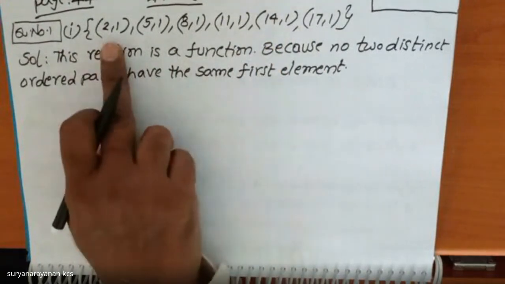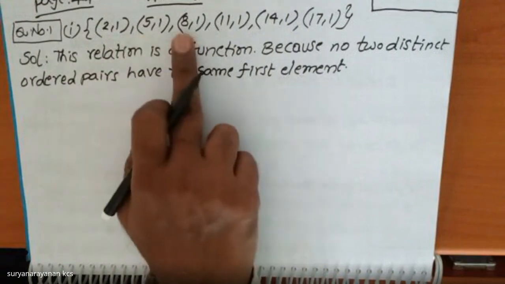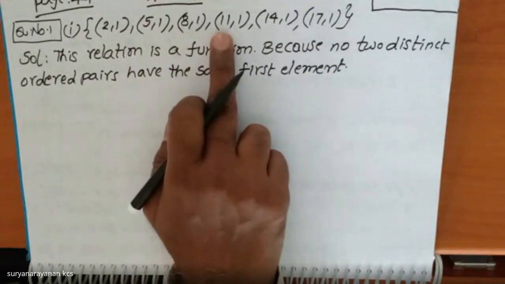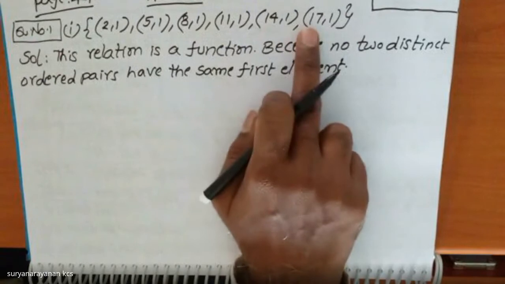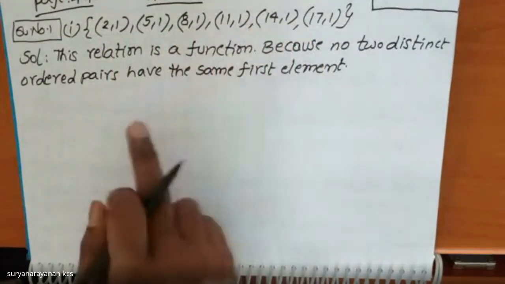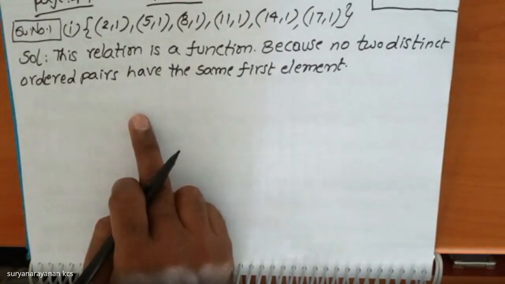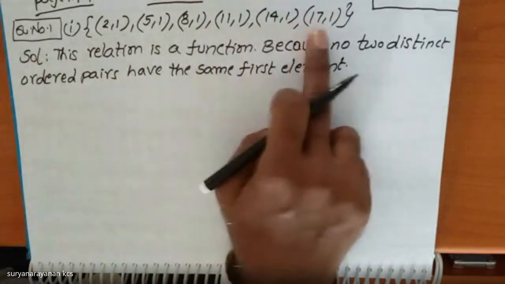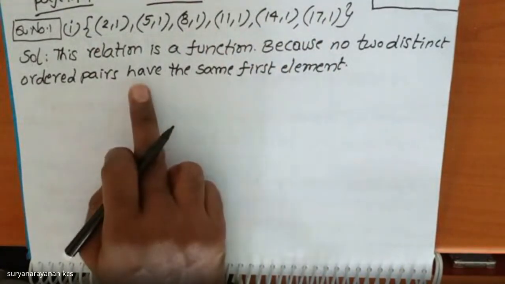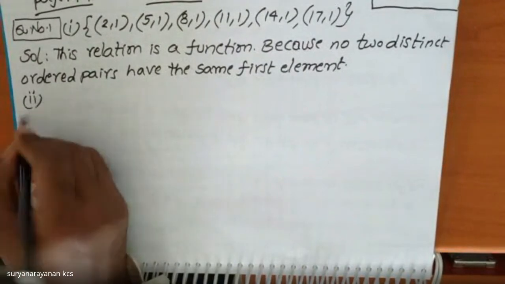But here, if you observe, the first elements are 2, 5, 8, 11, 14 and 17. No element is repeated as a first element. Yes or no? Every element is given only one time. That is why this relation is said to be a function. Understood this point, my children? Okay.